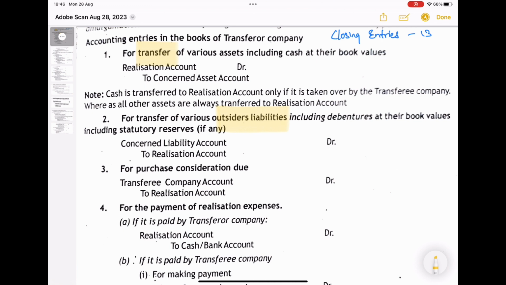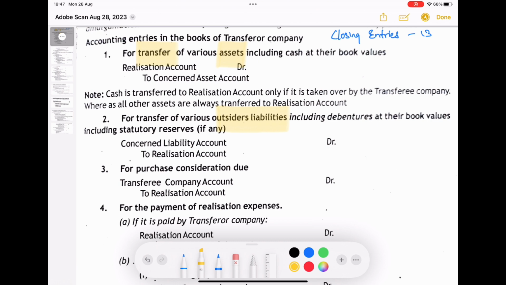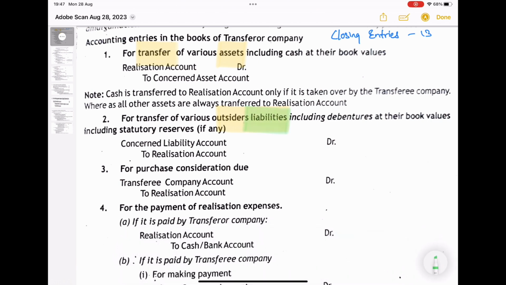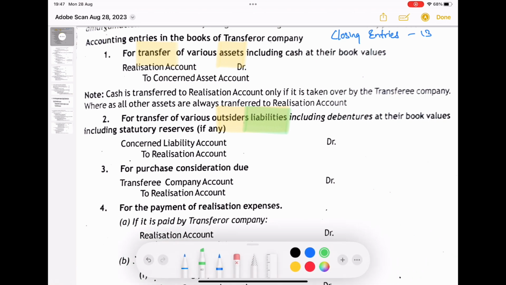Next, for transfer of various outsiders' liability. Outsiders' liability means all the long term and short term liabilities, or else we can call it current liability as well. For example, mortgage loans, secured loans, debentures, except equity shares, preference shares, reserves and surpluses. Excluding all these, the remaining things in the balance sheet will be paid after. Okay, see, the entry will be concerned liability account debit to realization account. In the first entry we are going to transfer the assets, whereas in the second entry we are going to transfer the liabilities. Got it?